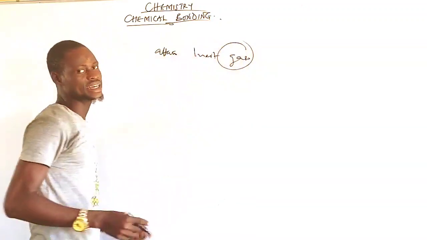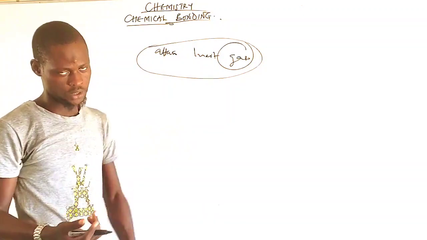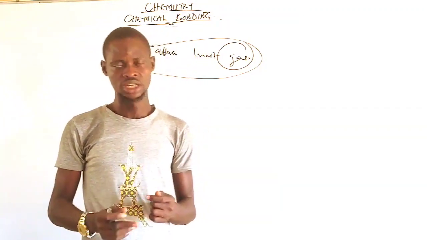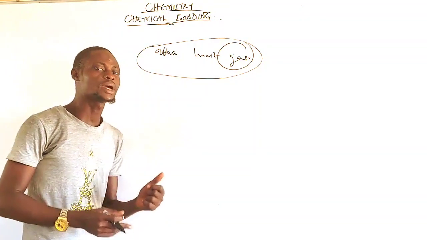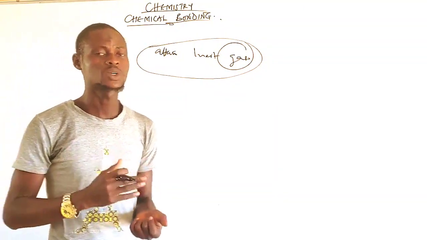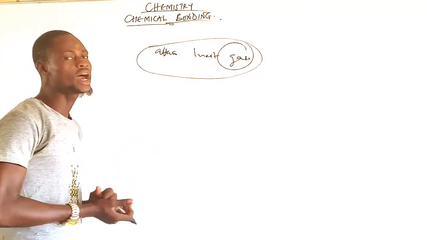Now, what do you mean by inert gas? In the periodic table, there are some groups of elements which never undergo any kind of chemical reaction. One of the major reasons why they don't undergo chemical reaction is because they have a complete octet or duplex structure. What do you mean by octet structure?